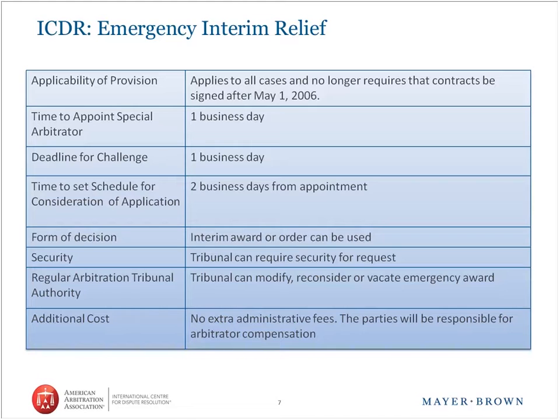And when we first built this rule, there was a provision that required a contract after May 1, 2006. That was the idea back then, to make sure they are at least aware of it, but after that time, any contracts would have access to this rule. And you can see the time frames here are really efficient. A day to appoint the arbitrator, a day for a challenge, a couple of days to get things scheduled here.